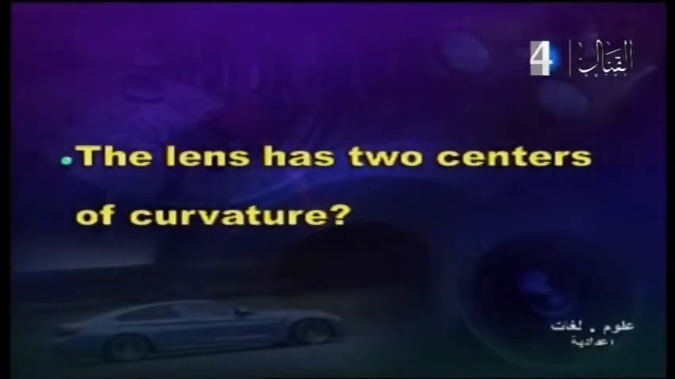The lens has two centers of curvature. Okay, in the case of mirrors, concave and convex mirrors have one center of curvature. But in the case of lenses, any lens has two centers of curvature. Why? It's related to the structure of the lens, right? Because it has two spherical surfaces, we can pretend that the lens is formed by the intersection of two spheres. So it has two centers of curvature.